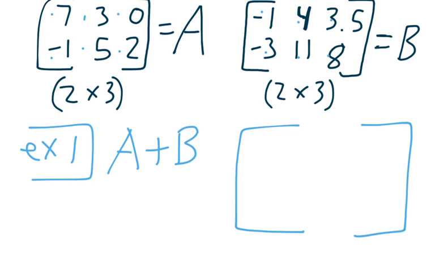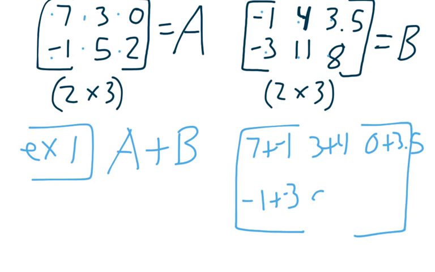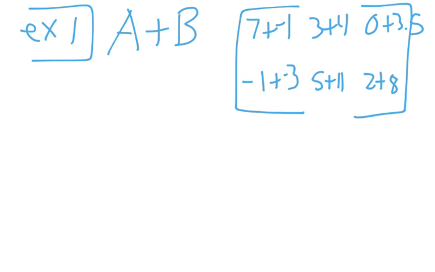So this top left term is going to be 7 plus -1. The middle term is going to be 3 plus 4. The right term, 0 plus 3.5. Ran out of space there. Bottom left, -1 plus -3. Bottom middle, 5 plus 11. And bottom right, 2 plus 8. So my answer just becomes this.